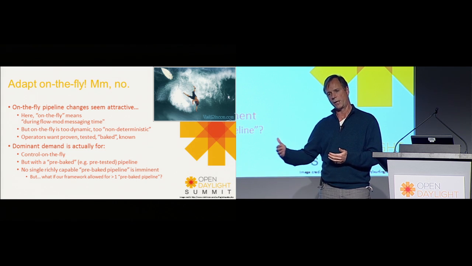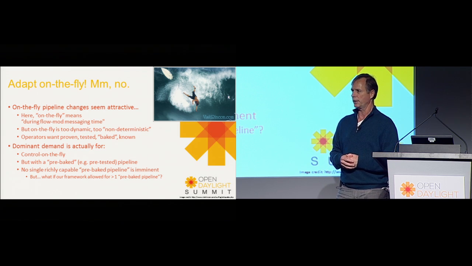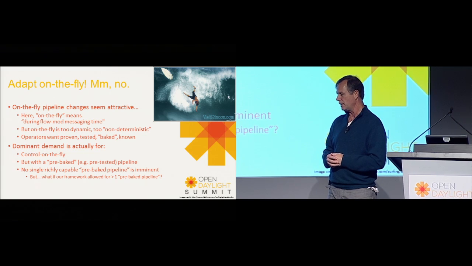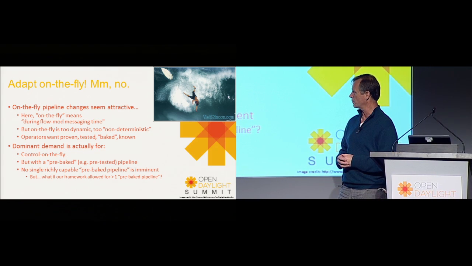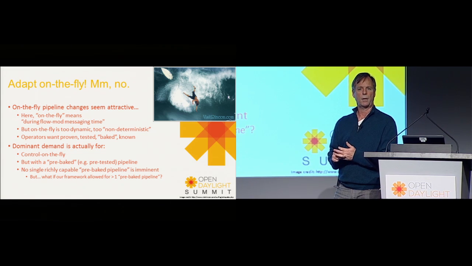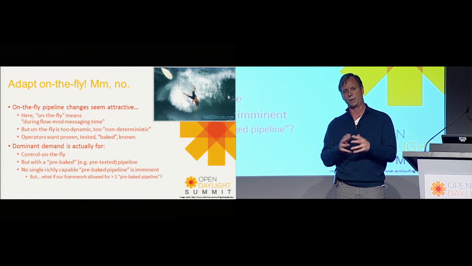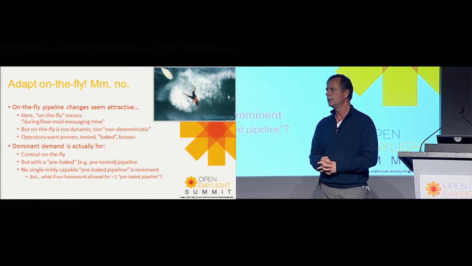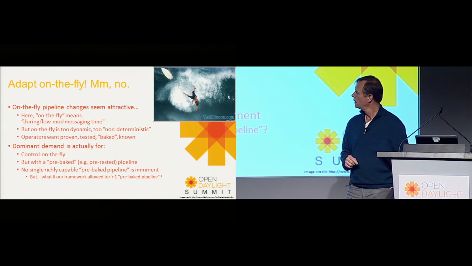The 101st or the 1001st or the 10,000th message will do a go-to to some table that you didn't know existed, and your assumptions about the pipeline are all wrong. So there's just too much dynamicism in the on-the-fly pipeline mapping thing, and it's too non-deterministic. And as it happens, operators don't like that. That might be okay in your lab. Oh, didn't work. I'll try it again. I'll back up. I'll retry. But operators want something that's proven, baked, known, et cetera.